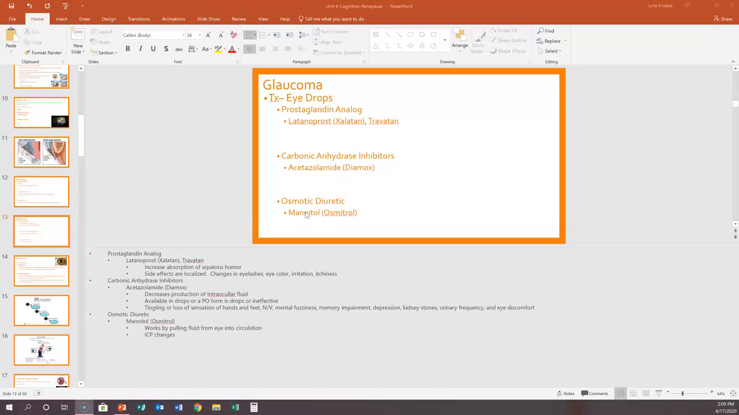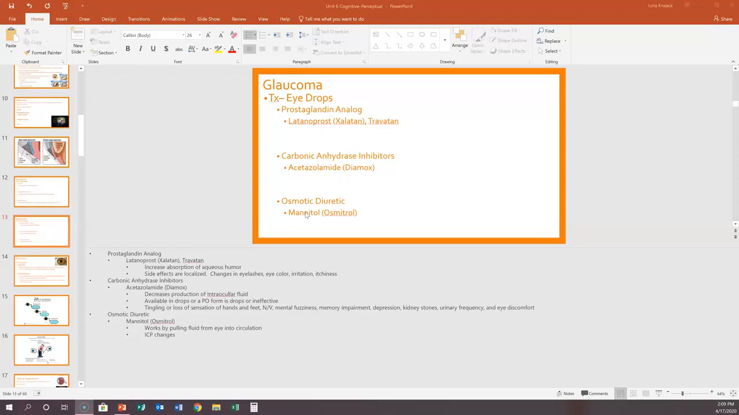Okay, another one is carbonic anhydrase inhibitors. Diamox is another type. These decrease production of intraocular fluid. They're available in drops or a PO form if the drops are ineffective.